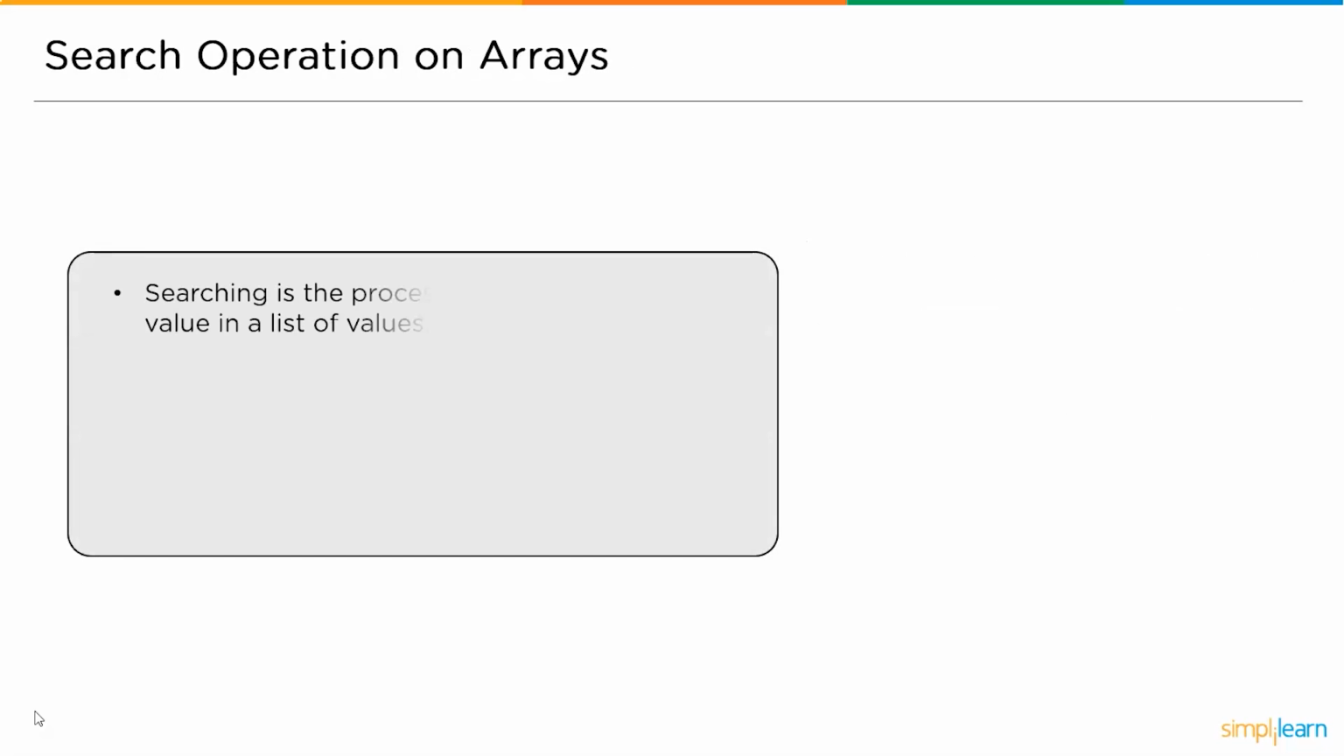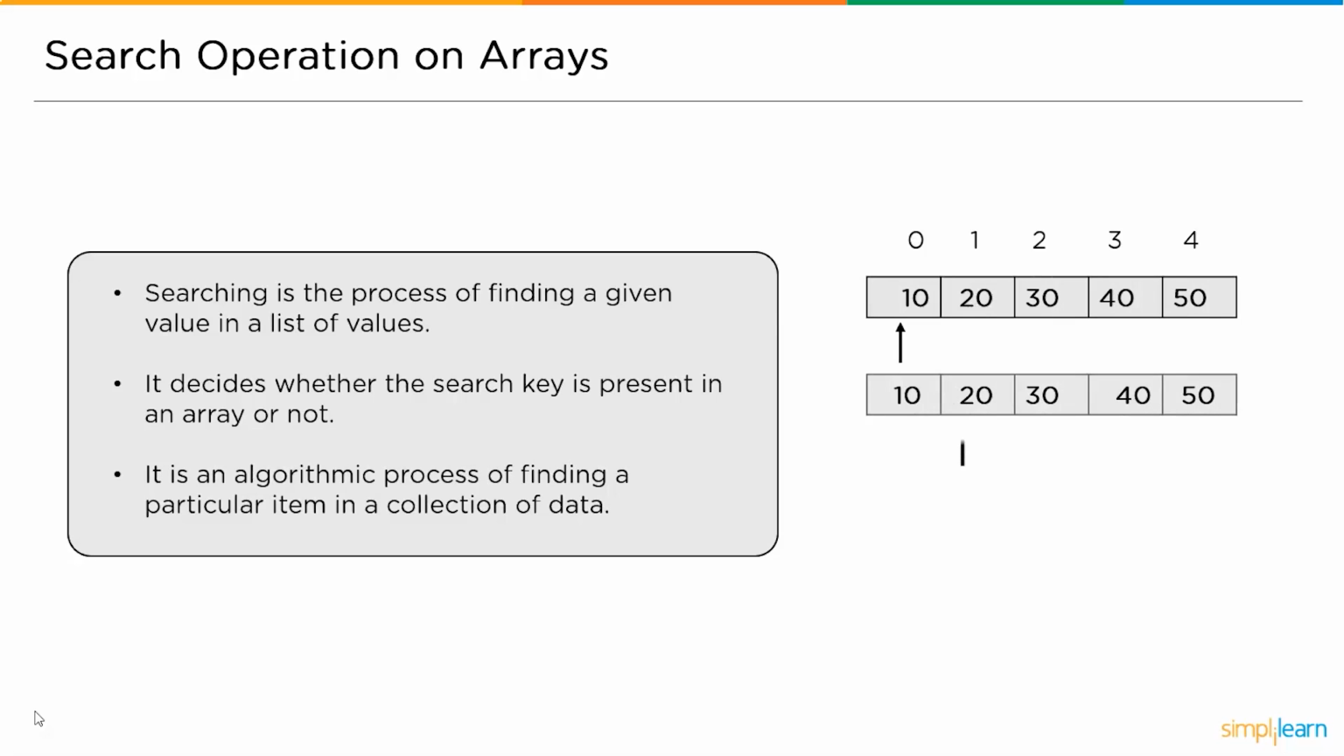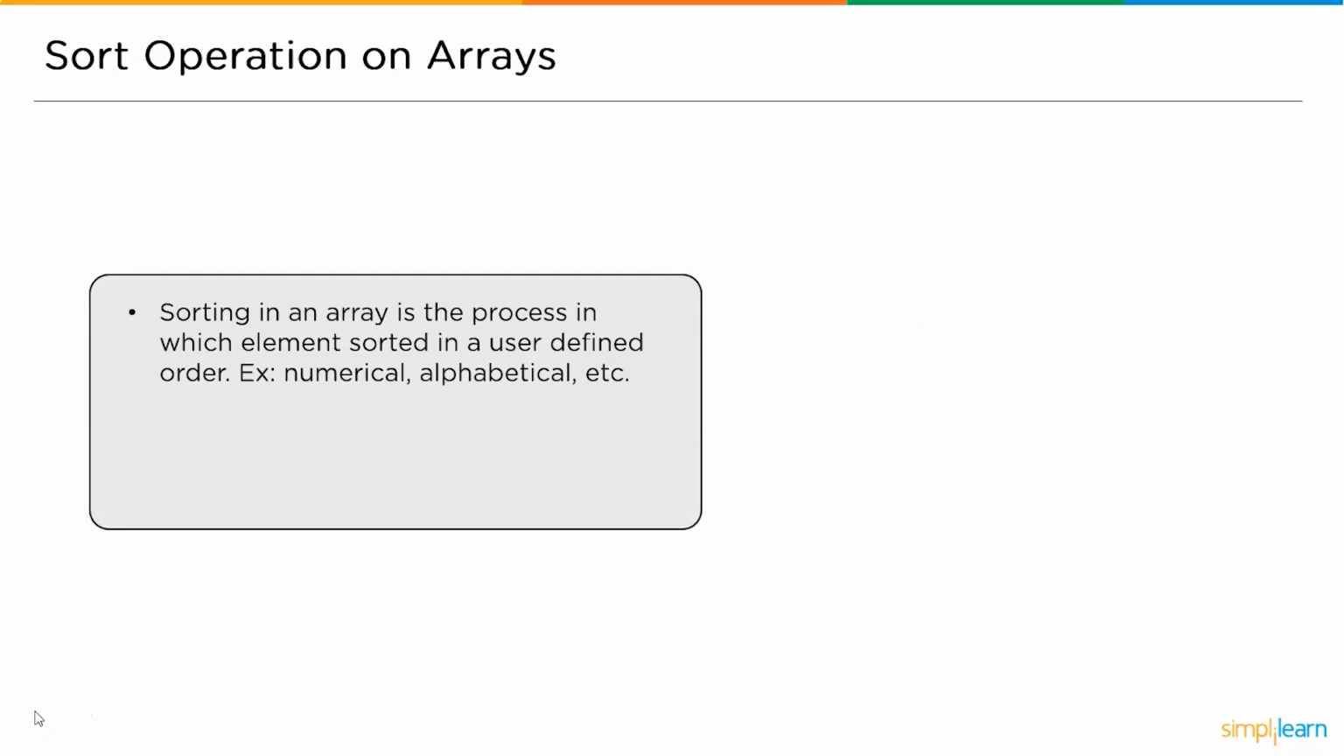Now the search operation. Searching is a process of finding a given value in the list of values, and it decides whether the search key is present in the array or not, and we have executed an example on that. And again, the sort operation, where we will sort the given array. If the given array is not in the default order or in a given order, that is ascending or descending, then we can sort the order of the array by the user's choice, given it is ascending order or descending order.